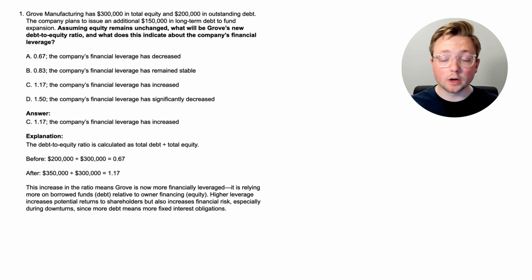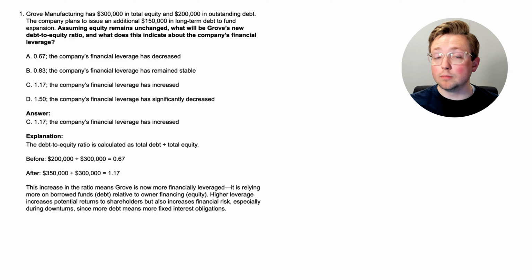After they issue the new $150,000 of debt, the debt is now $350,000 and the equity is still $300,000. So now the debt to equity ratio is 1.17. So there was a 0.5 increase in the debt to equity ratio. That means that Grove is now more financially leveraged, which basically means it's relying more on borrowed funds, the debt, relative to owner financing such as equity.